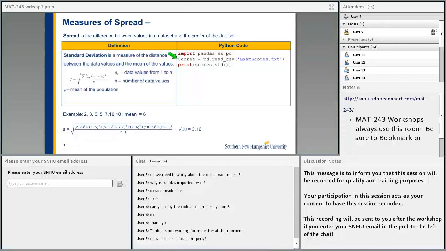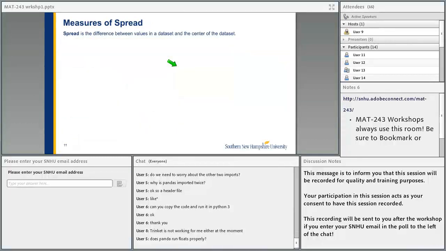So what's the Python code? We import pandas as pd. Again, we have scores equals pd.read_csv. So the first two lines might be familiar to you now. Now you just do print scores.std. scores.std will give you the standard deviation.